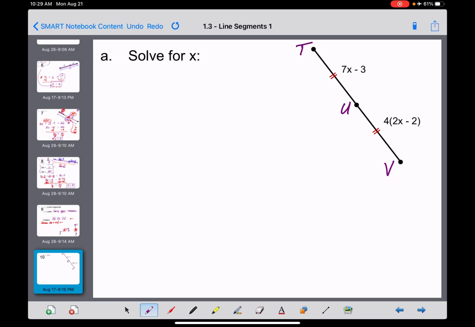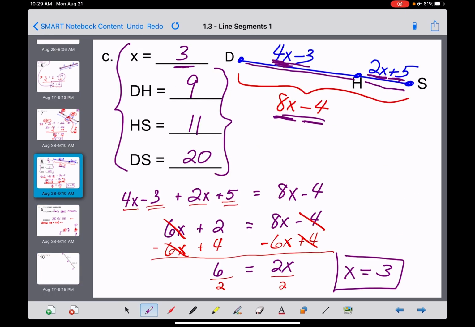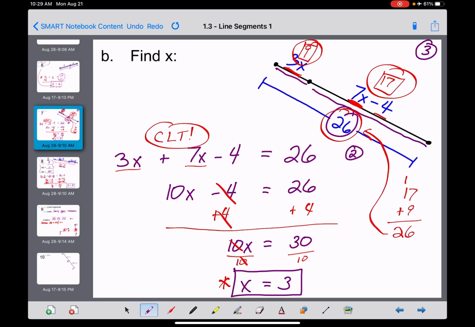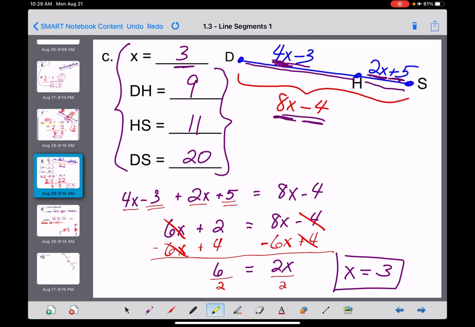Now, at first glance, this problem looks similar to one of the ones that we did here, or maybe this one here. And in those two problems, we used the segment addition postulate, which said little segment, 3x, plus little segment, 7x minus 4, is equal to big segment, 26. And here we did the same thing. Little segment plus little segment is equal to big segment.